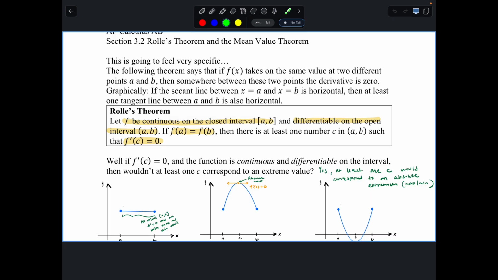So the function has to be continuous on the closed interval, differentiable on the open interval, and if f of a is equal to f of b, so if the function values at the endpoints are equal to each other, then there's at least one number c, so one x value on the open interval from a to b, such that f prime of c is equal to 0. So it's saying if the slope of the secant line for that interval is 0, like there's a horizontal secant line, that means somewhere else on the interval there's going to be a horizontal tangent line. We're okay with that? Okay.